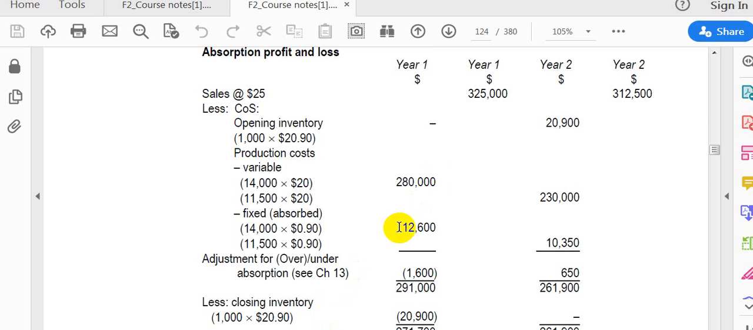Now let's explain the under and the over absorption before we proceed.